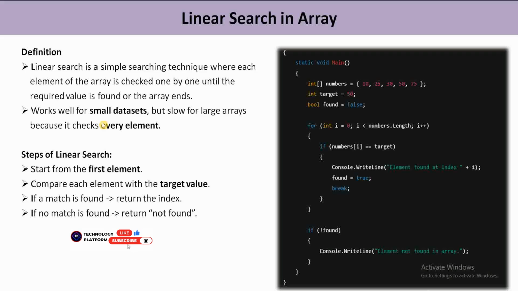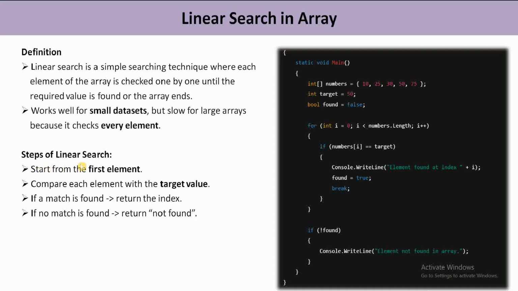It will check all the values until the value is found or not. It works well for small data sets but is slow for large arrays because it checks every element. So it is a good approach if we have small programs, some values, then we can go with linear search. Otherwise, if we have a bulk amount of data, then it will check element by element, and it will consume so much of your time. So it is not a good approach in that scenario.